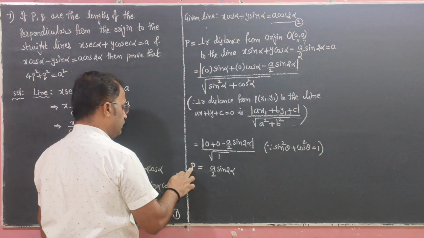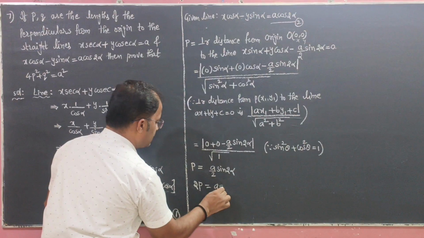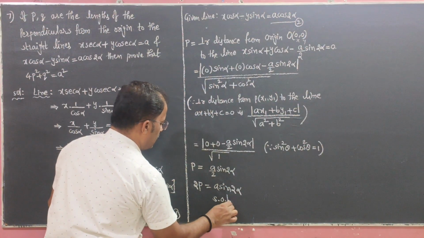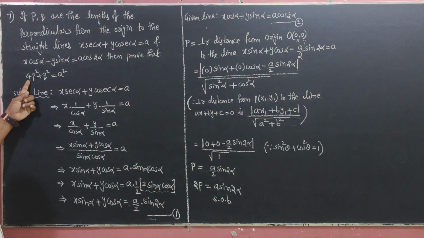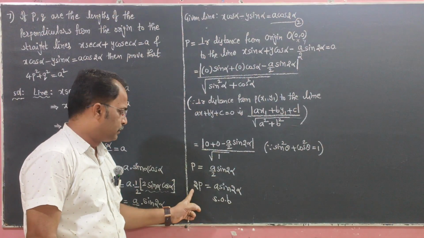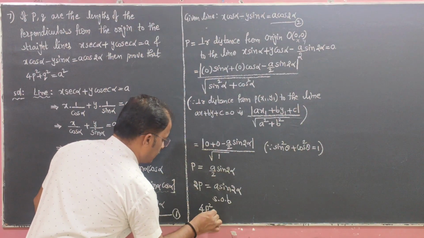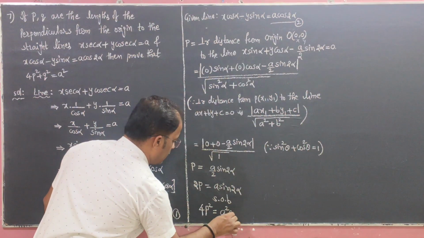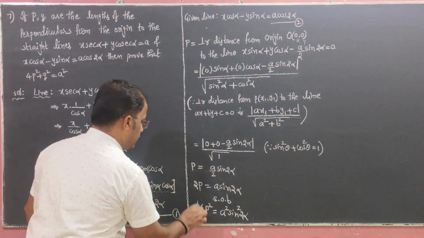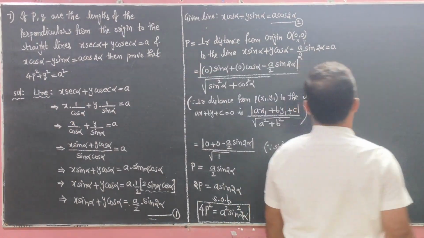So the 2 in the denominator, when it comes to the other side, multiplies: 2p equals a sin 2 alpha. Squaring on both sides: on the LHS we get 4p squared, since squaring 2 gives 4 and squaring p gives p squared, and on the right side a squared sin square 2 alpha. So this is the 4p squared value, completed. Clear? First point completed. Next, q.